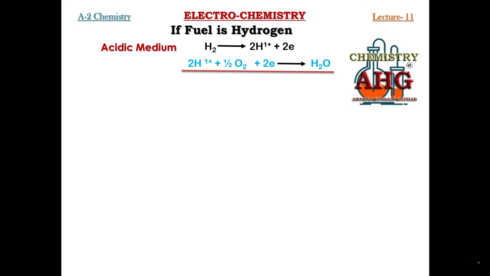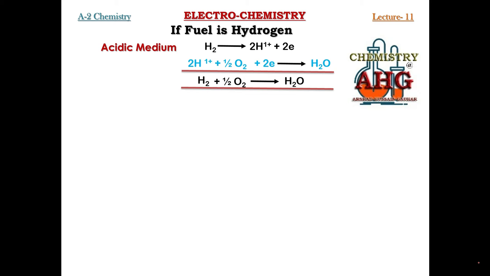So obviously simply we will cross out the electrons, and we will also cross out H ion on both sides. Why? Because the number of H ion is also equal on both sides, so this will also be crossed out. So what will remain behind? The final equation that you will see will be H2 plus half O2 giving H2O. This is the final equation for the combustion of hydrogen gas in the fuel cell when the medium is acidic.